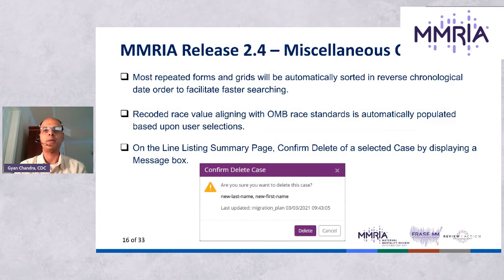On the line listing summary page, to delete a case, abstractors can now click the delete button displayed next to a case. This displays a confirmation dialog box, and abstractors must click the delete button in the message box to actually delete the case.